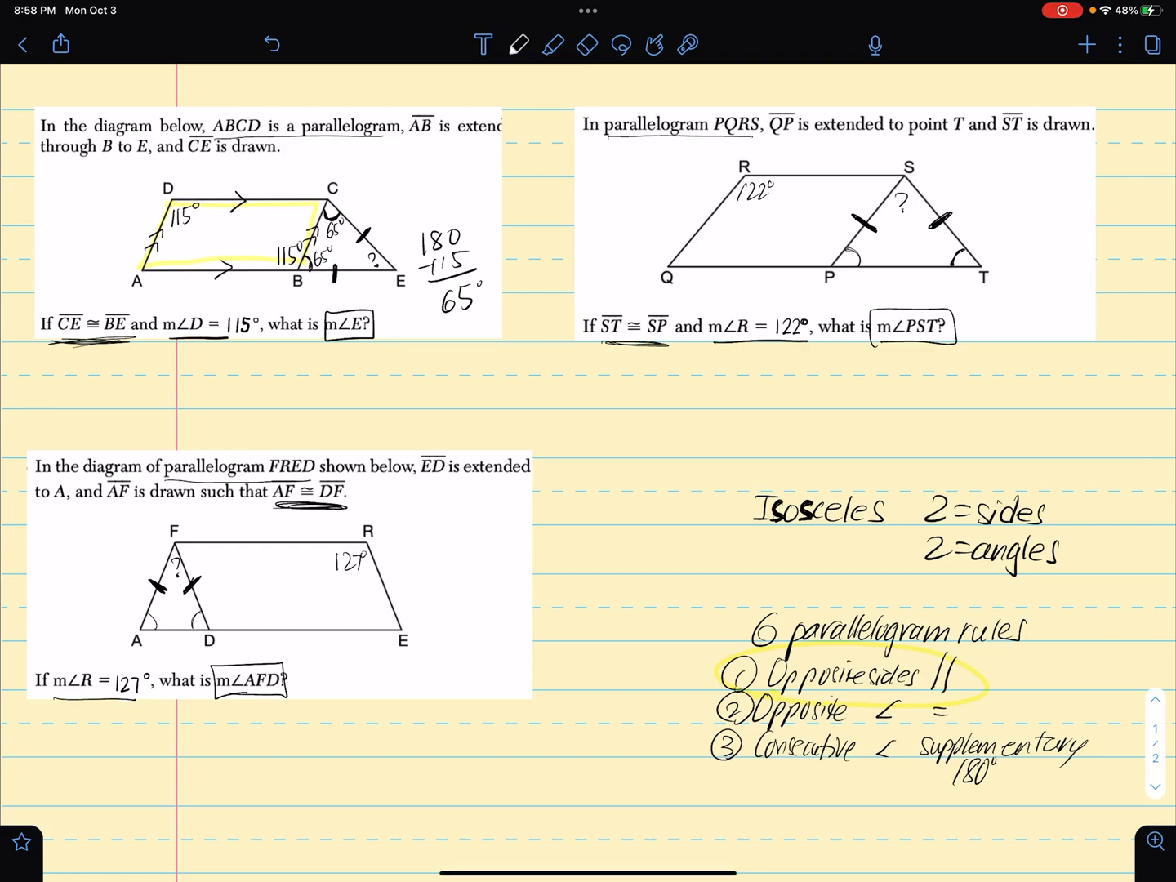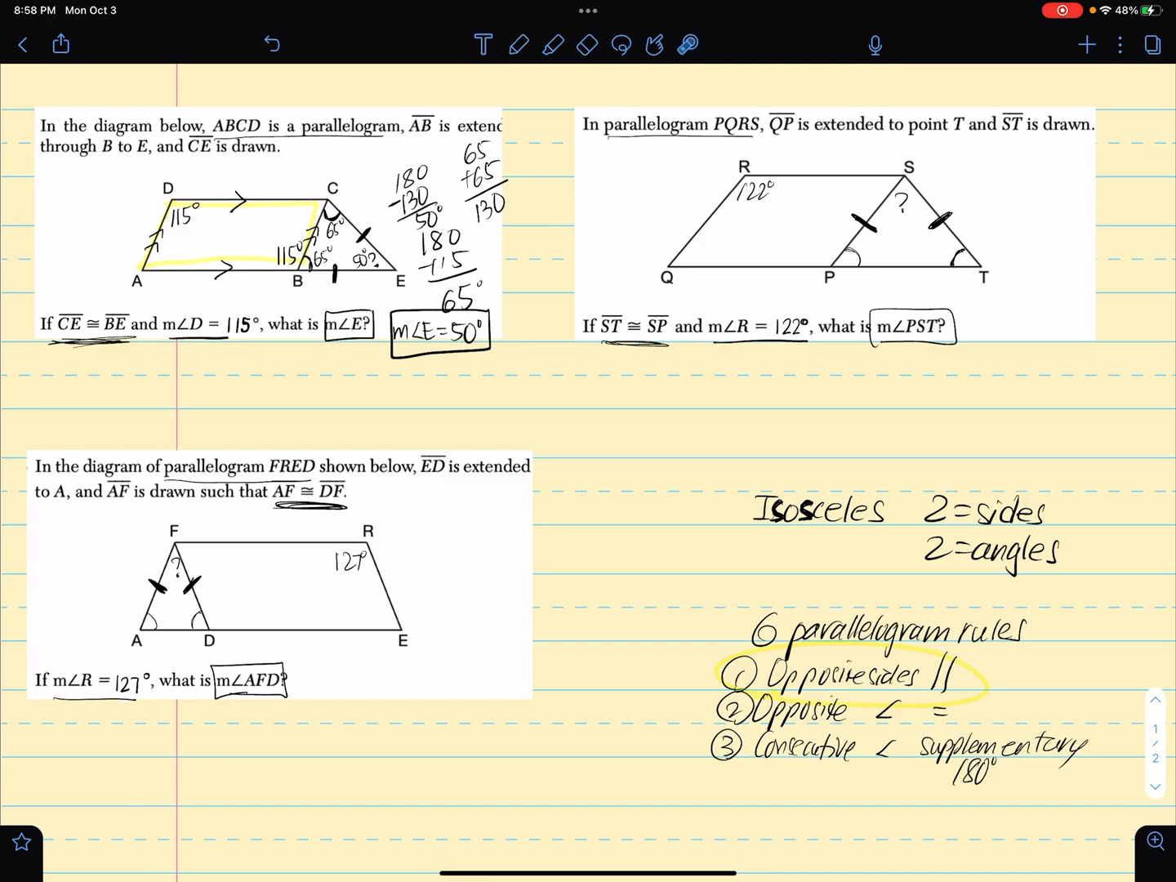Remember, this is an isosceles triangle. And since a triangle adds up to 180, 180 minus these two angles put together would give us this angle we're looking for. So on the side, we'll do 65 plus 65, which is 130. And so 180 minus 130 is 50 degrees. And so the measure of angle E is 50 degrees. Is this the only way to solve the problem? No, but this is one way we can approach it.